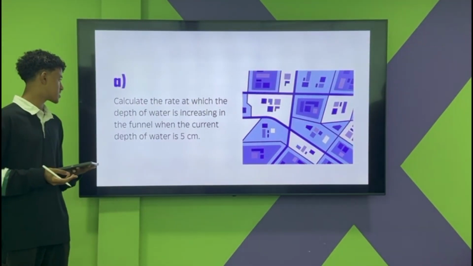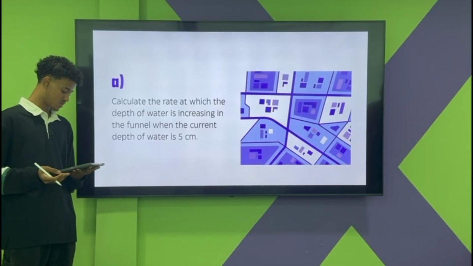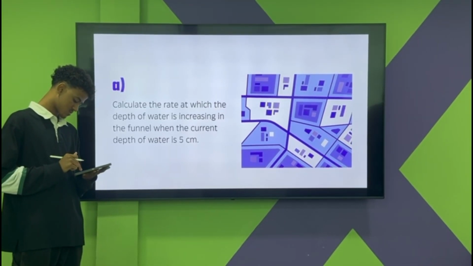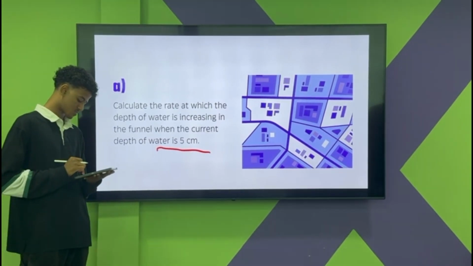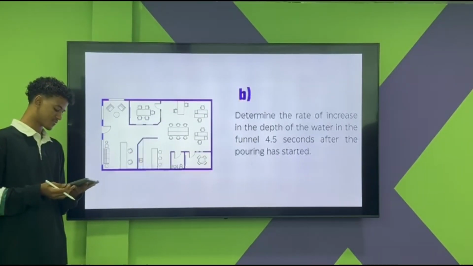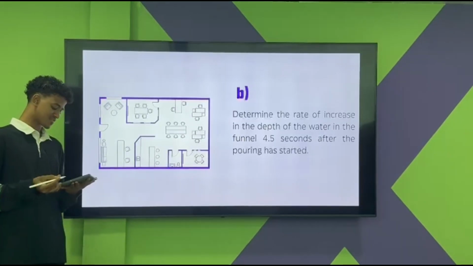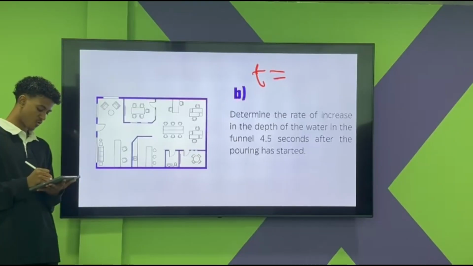So part A, calculate the rate at which the depth of water is increasing in the funnel when the current depth of water is 5 centimeters. Part B, determine the rate of increase in the depth of water in the funnel 4.5 seconds after the pouring has started. So we were given t, which equals 4.5.